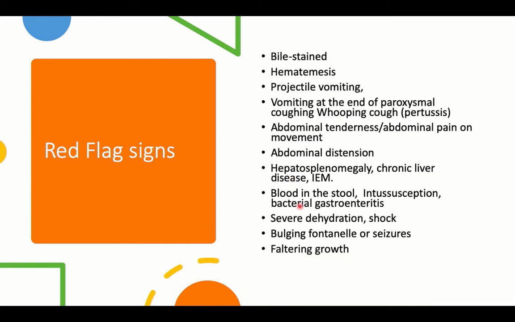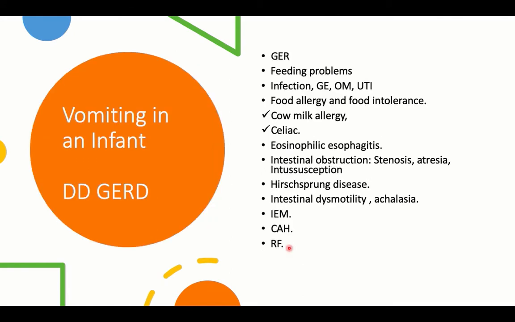When we have blood in stools associated with the vomitus, you should think of, for example, bacterial gastroenteritis or intussusception, a serious complication. When we have severe dehydration and shock associated with vomitus, it's always significant. Bulging fontanelle or seizures with vomitus suggest increased intracranial pressure. And when we have faltering growth, failure to thrive, it means this vomiting is significant.